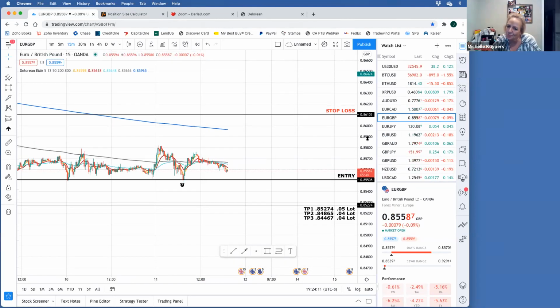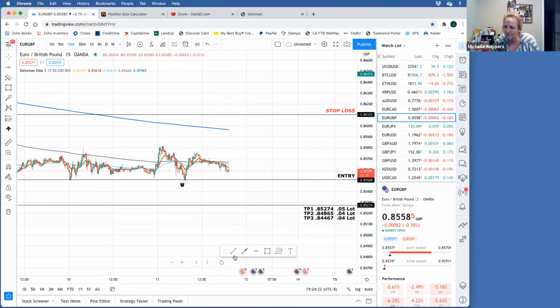So do multiple take profits mean that as it's going down, you're going to take a little bit of profit, and then it keeps going and you'll take a little bit more? Is that what that means?